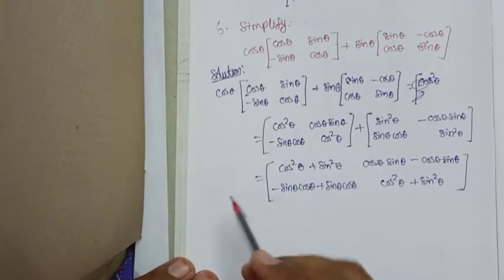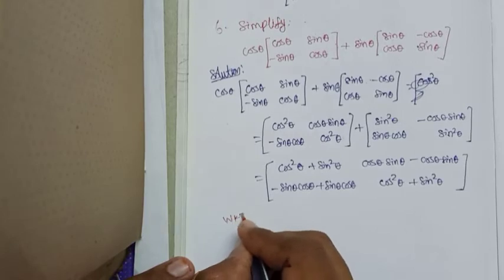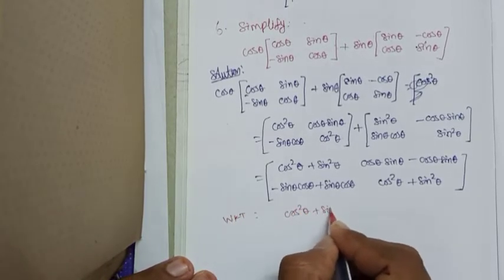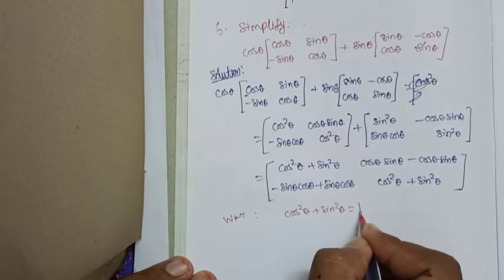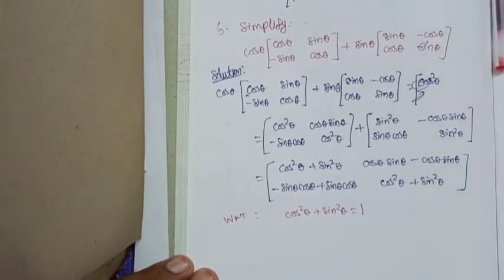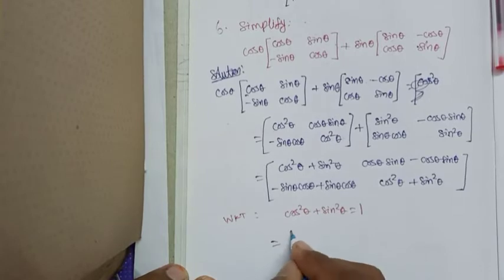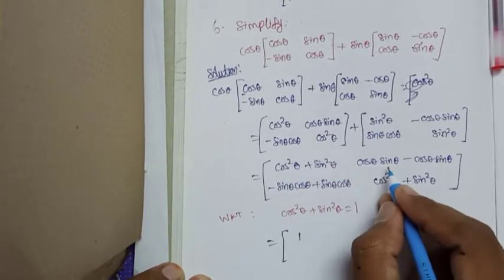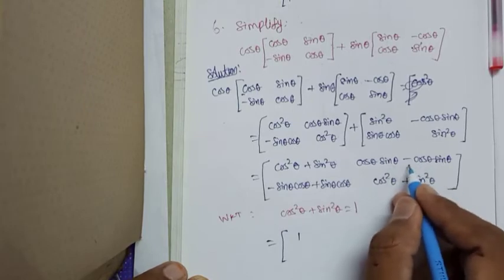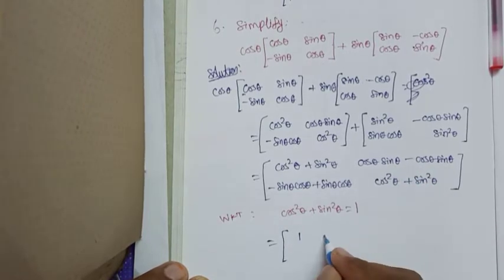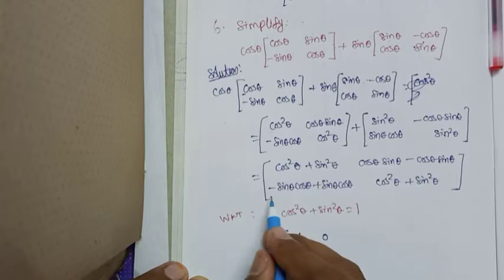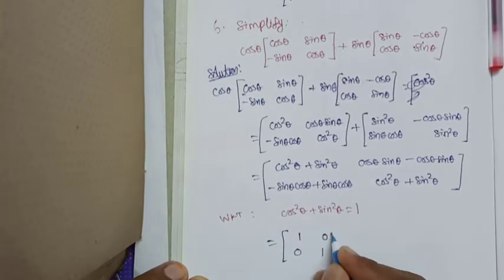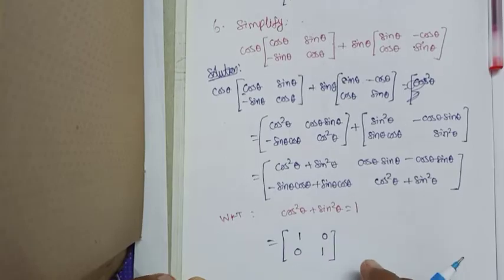Next, we know the trigonometric identity, that cos square theta plus sin square theta is equal to 1. We apply it, so we get cos square theta plus sin square theta value is 1. The both are same, but the sign should be changed, so this value is 0. Here also the sign changed, so 0. Cos square theta plus sin square theta value is 1. This is the answer.